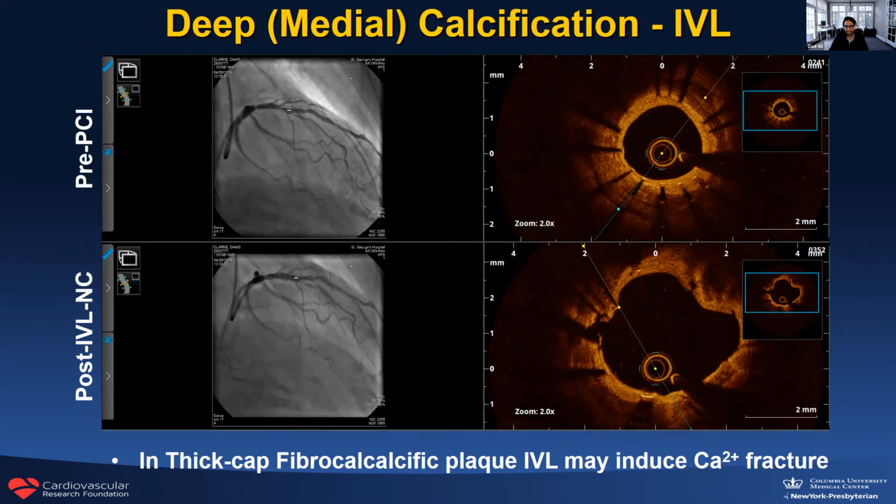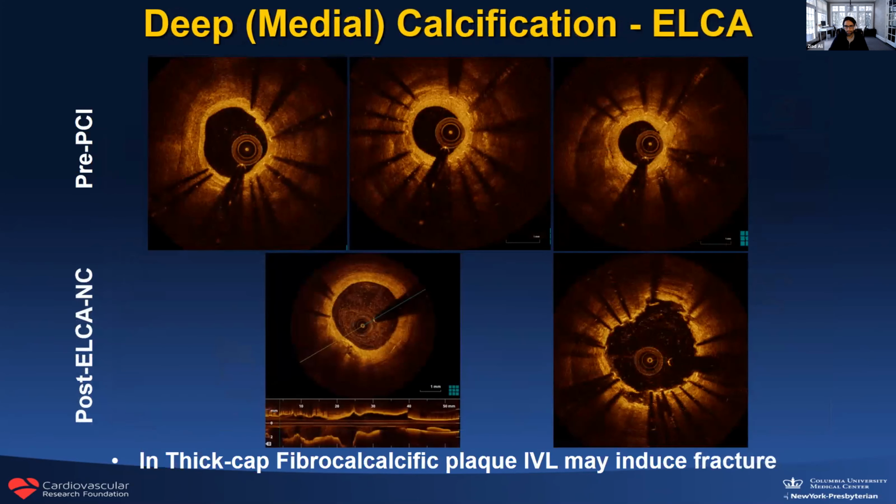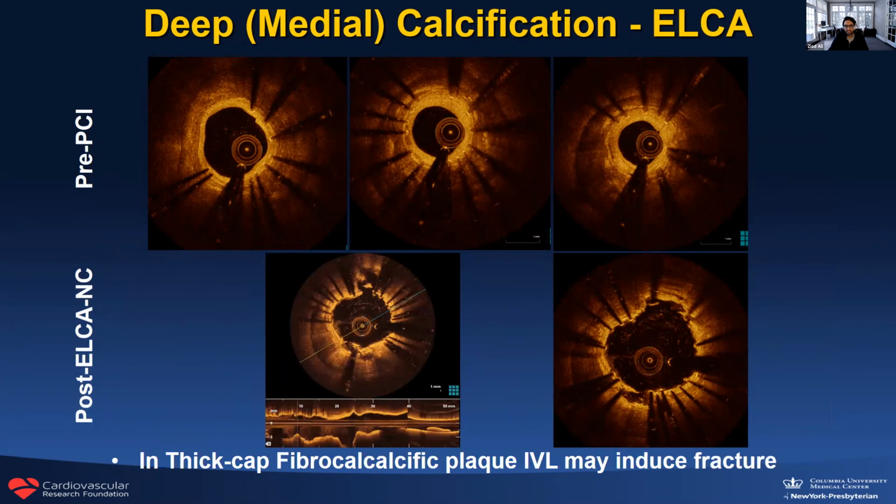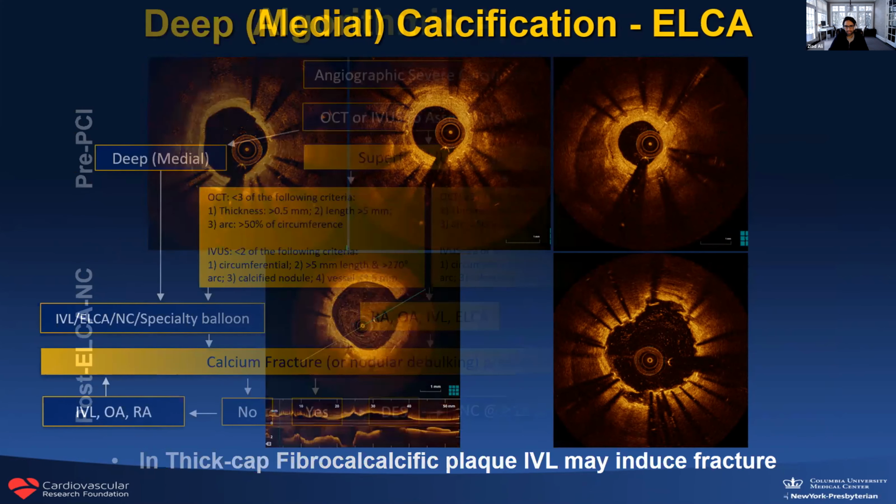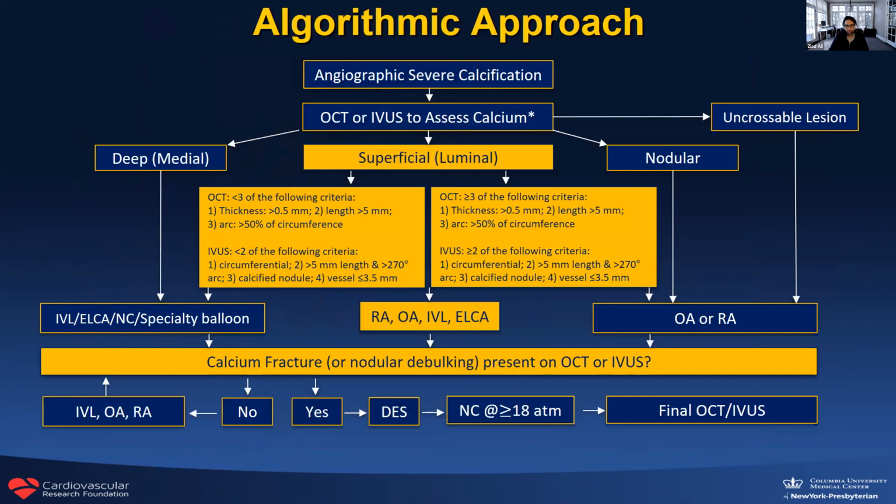On the contrary, in thick cap fibrocalcific plaque, intravascular lithotripsy may induce calcium fracture. And the reason for this, of course, is it does not require direct contact between the device and the calcium. Rather, energy is delivered through the artery wall. And this is an example of deep medial calcification on laser, which also has a similar utility compared to intravascular lithotripsy in being able to reach the calcium in thick cap fibrocalcific plaque. That is probably the most utilitarian new piece of information that I'll provide you.